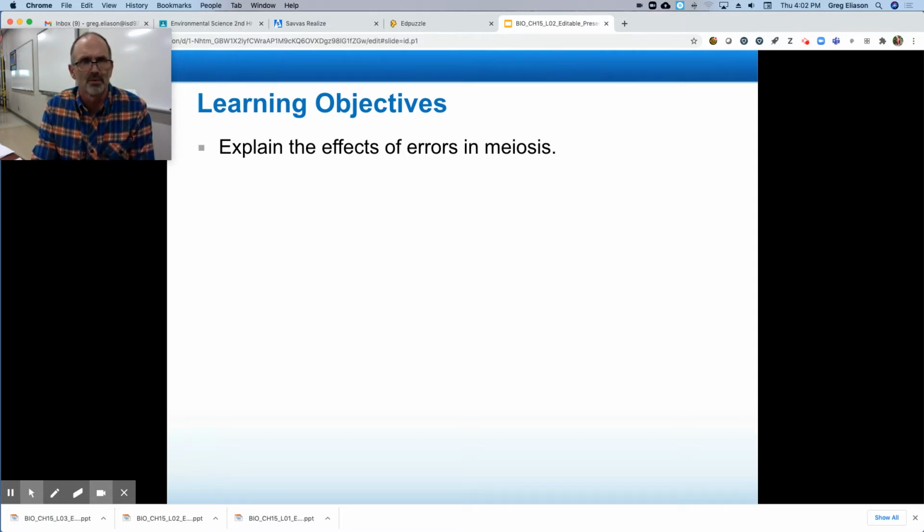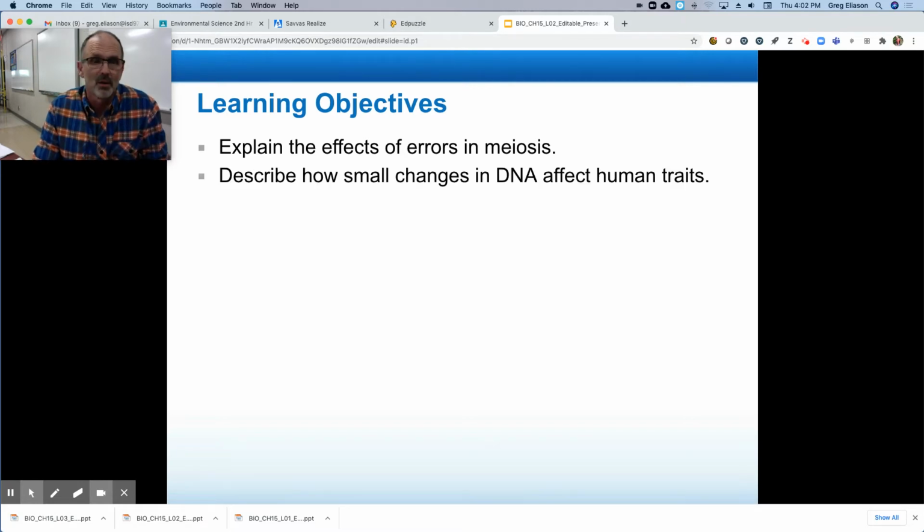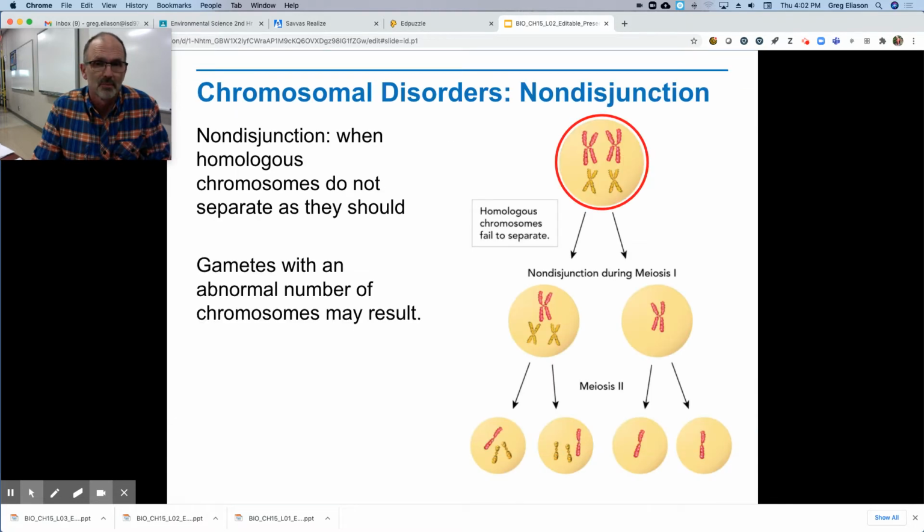errors in meiosis. And so in the creation of sex cells, some errors can happen, creating what's called non-disjunctions. And describing how small changes can really affect human traits. One of many chromosomal disorders that happens is non-disjunction. Non-disjunction would be the separation of chromosomes. So non-disjunction means that the chromosomes are not separating during meiosis.